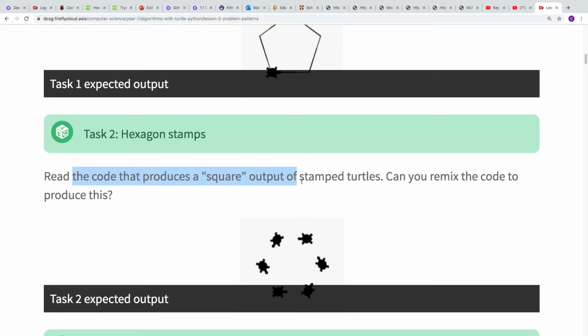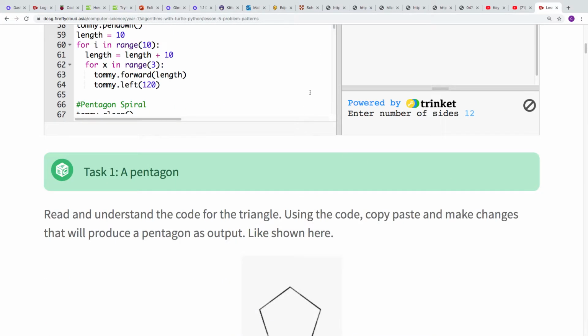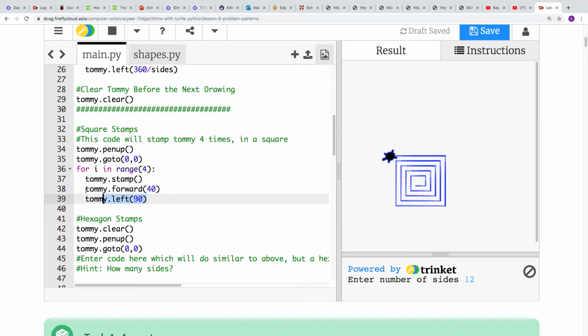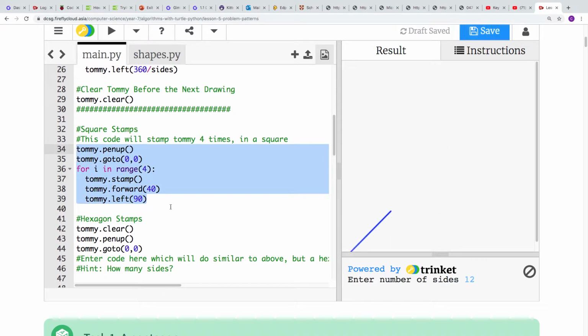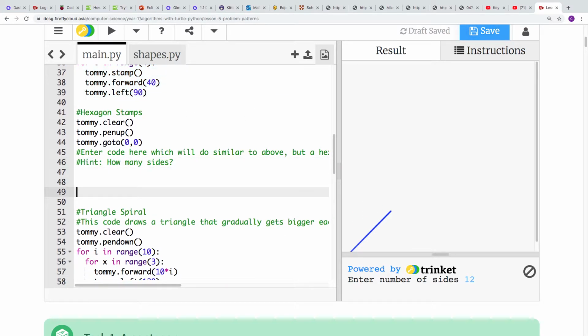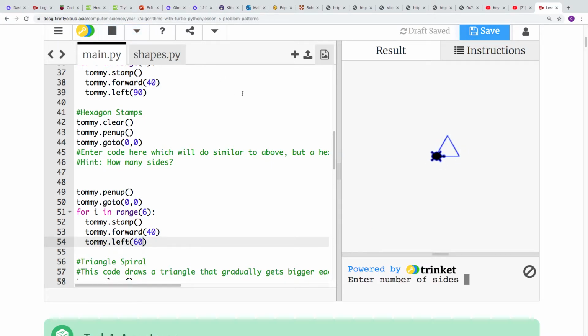Next one, we have to look at the square of stamps and remix the code to produce the stamps for the other turtle. So there's the part that loops 4 times in a square. So we'll copy paste that. And we can put the hexagon stamps down here. Paste. How many sides in the hexagon? 6. So change that to a 6. Using our math skills, 60, because 6 sixes are 360. So we change the left turn. So we watch it. This one's still going to ask for number of sides.